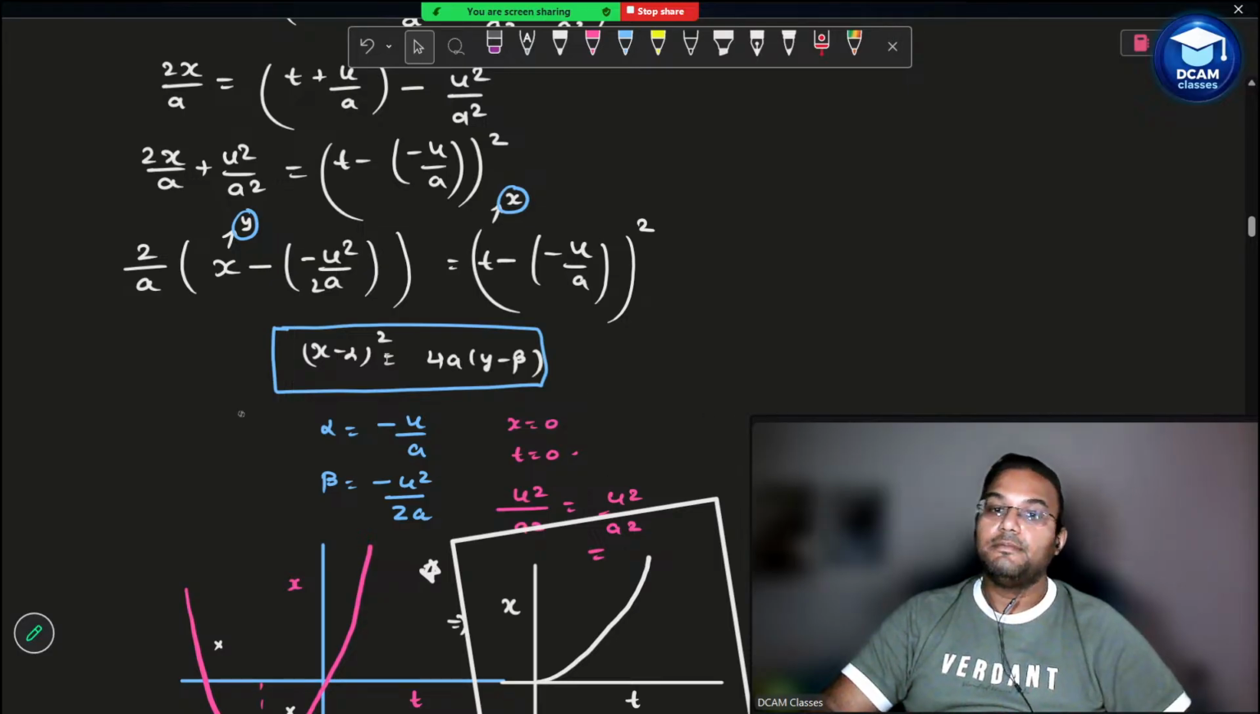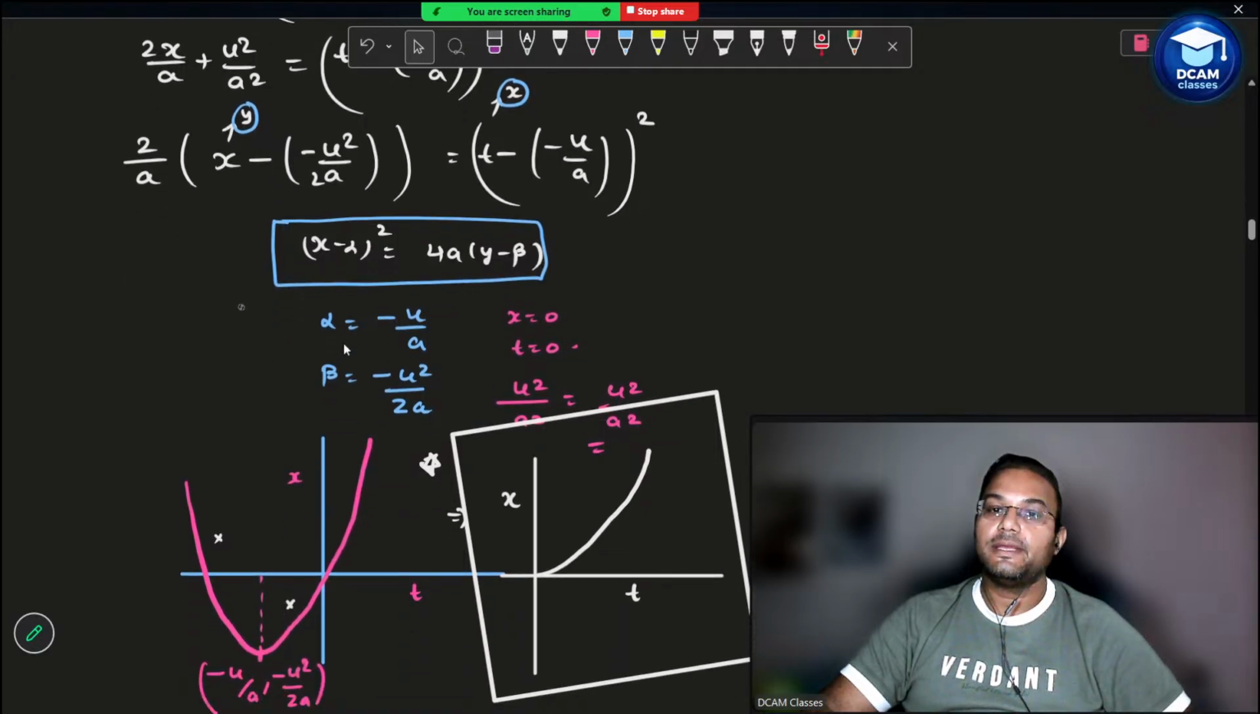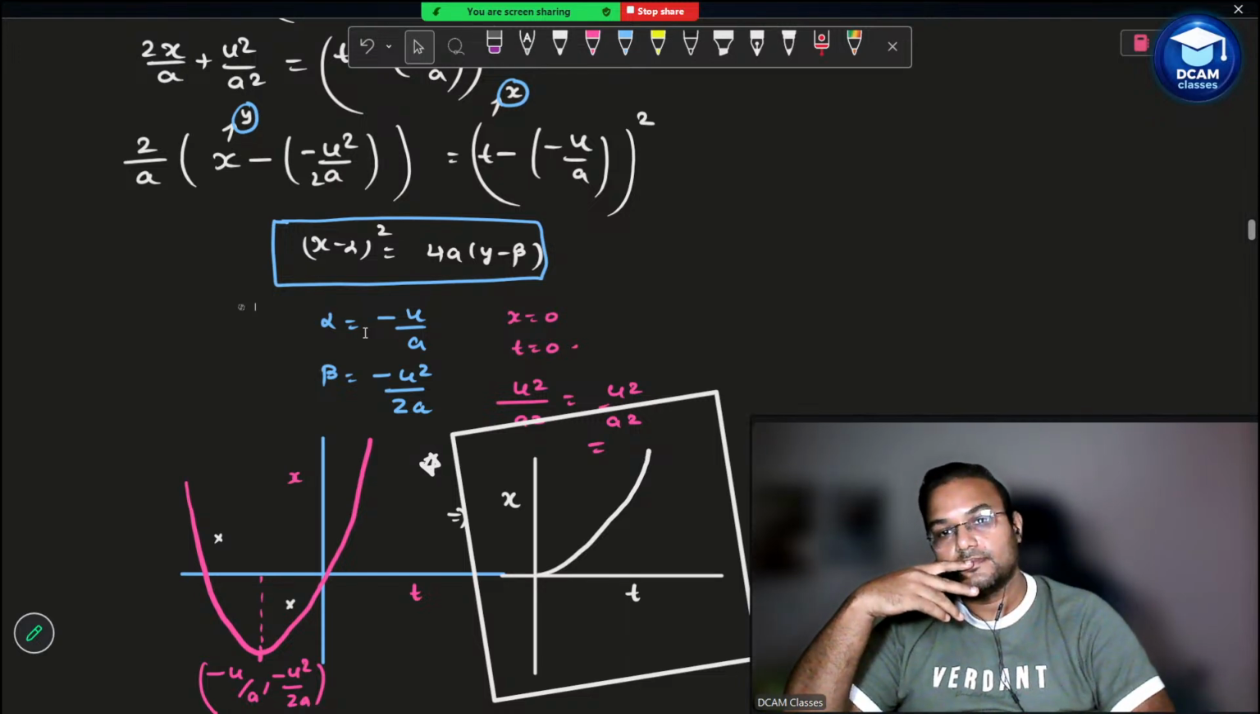Upward facing, but whose center alpha comma beta would be minus u square by 2a and minus u by a. Minus u by a and minus u square by 2a. Sir, here you have written x minus u square divided by 2a. How did the 2 come here, sir?